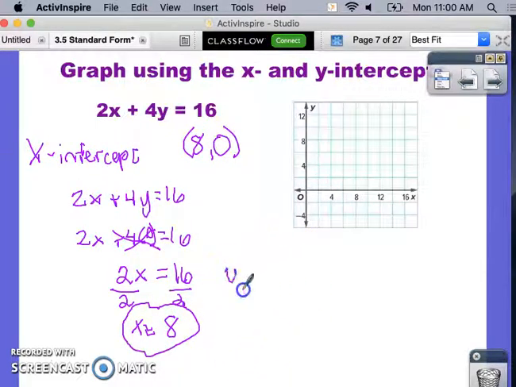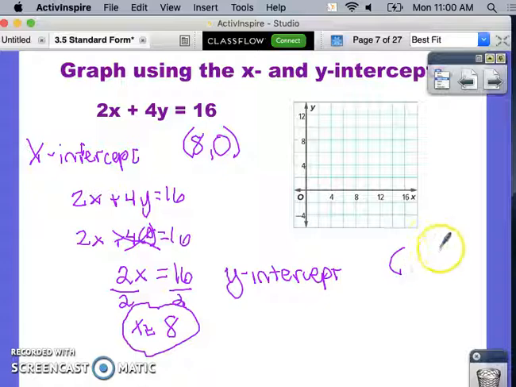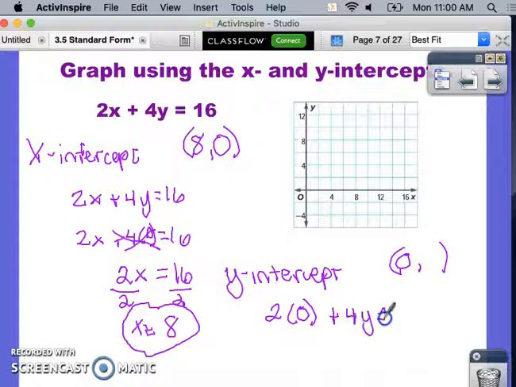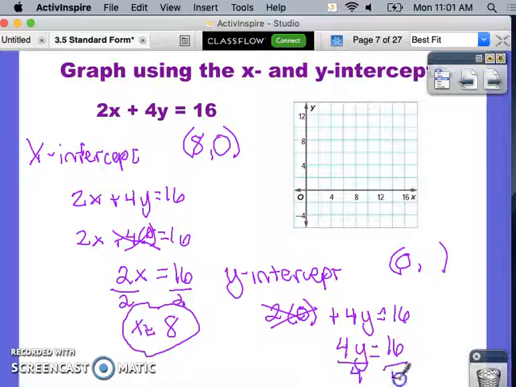Okay, and then to do the y-intercept, I'm going to do the same thing, except in this one, I'm going to input 0 for the x. So again, in my equation, I'm going to rewrite this equation, but replacing the x with 0 equals 16. This goes away. I have 4y left equals 16. Divide both sides by 4. I get y is equal to 4.